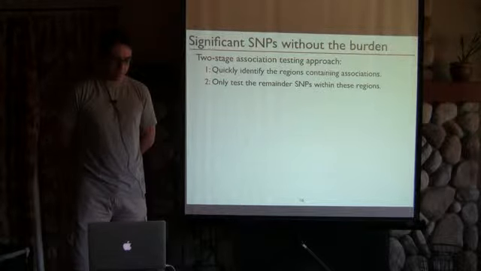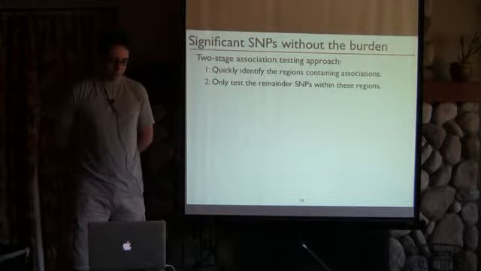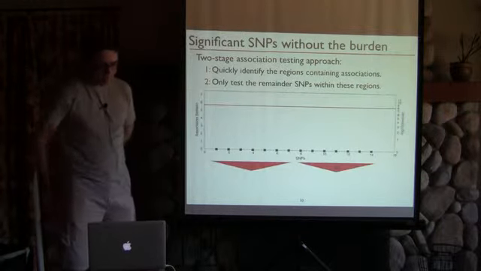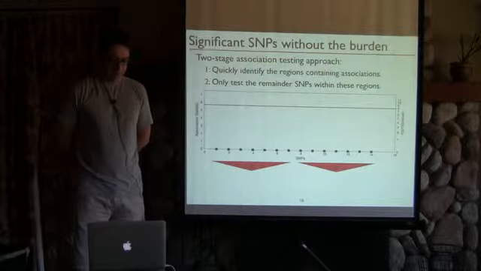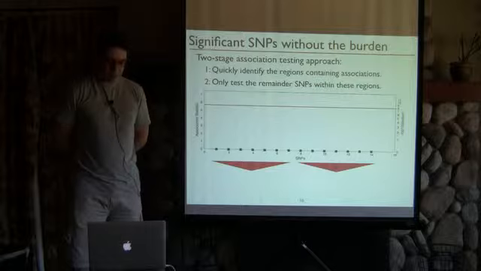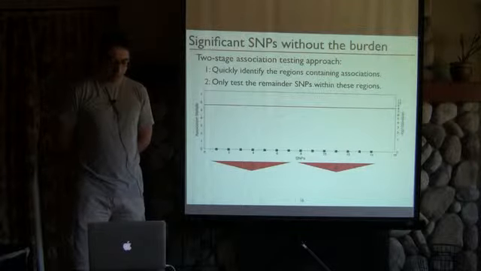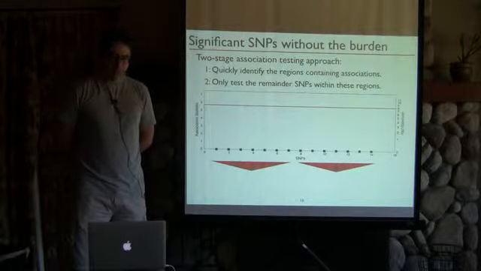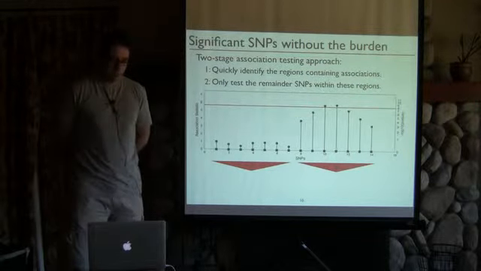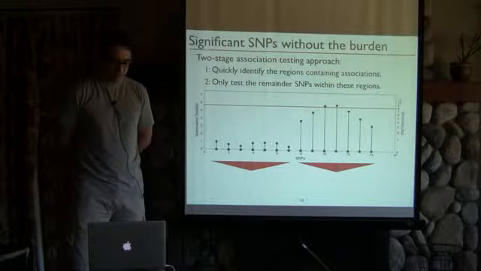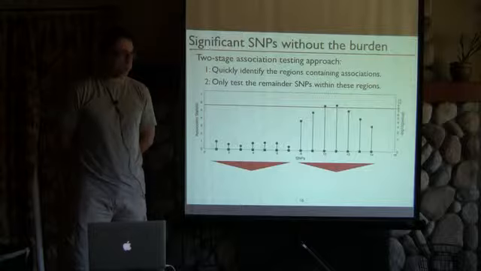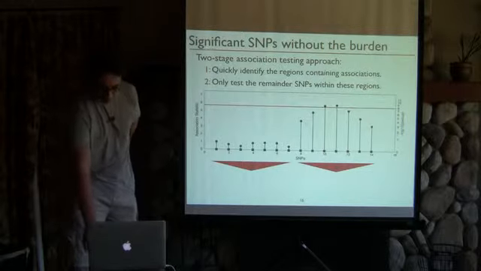And in the second stage, we will focus on these regions and only test the SNPs within them. So here's a simple example where let's assume our genome consists of 2 regions, and in region 1, it has 7 SNPs, and in region 2, there are 7 SNPs, and the red line indicates the significance threshold. So if we use the current approach where we test all the SNPs, we are going to compute the association statistic on 14 SNPs, and we are going to identify 2 significant associations.